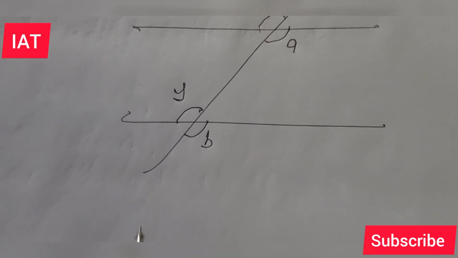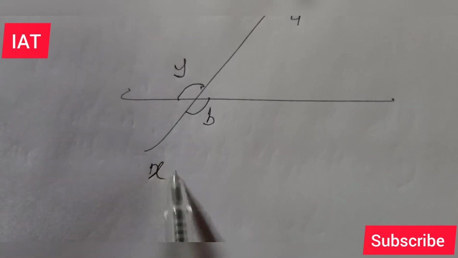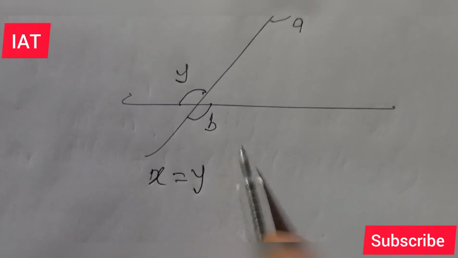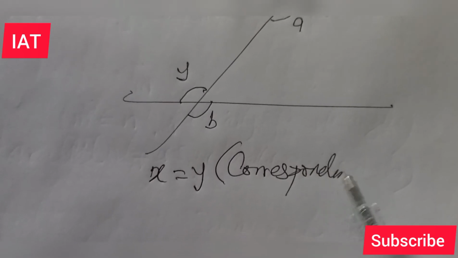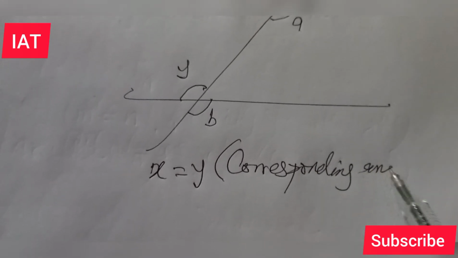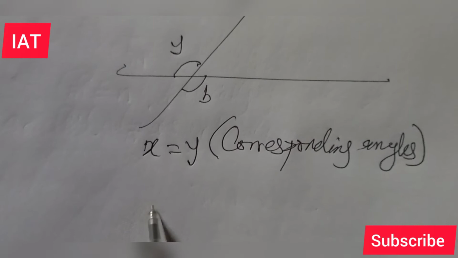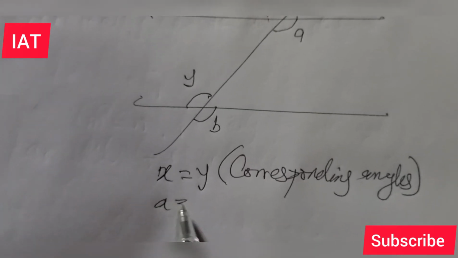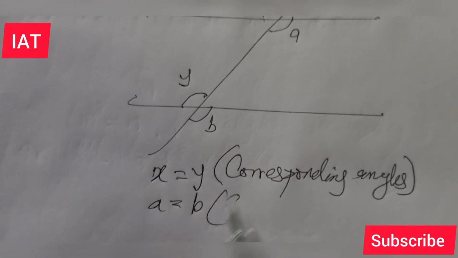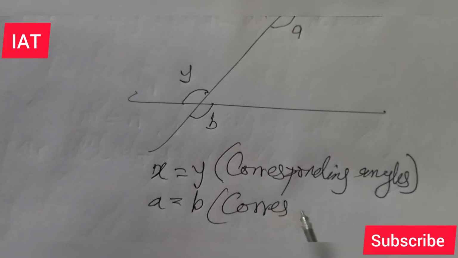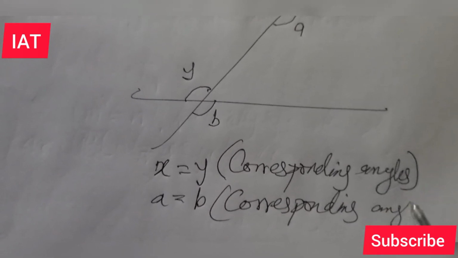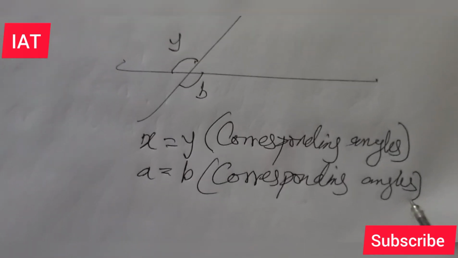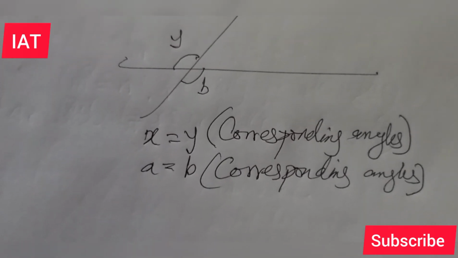So you can easily state that X is equal to Y, which the reason is corresponding angles. Again, point A is equal to B, and the reason is also corresponding angle. Remember that all corresponding angles are equal. All right, so take note of that.